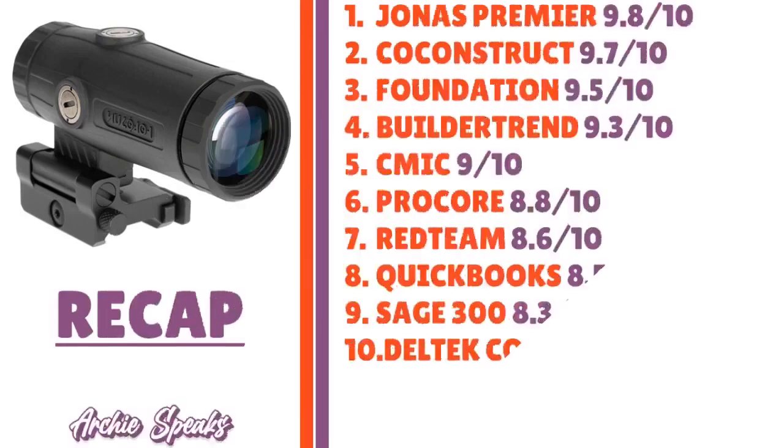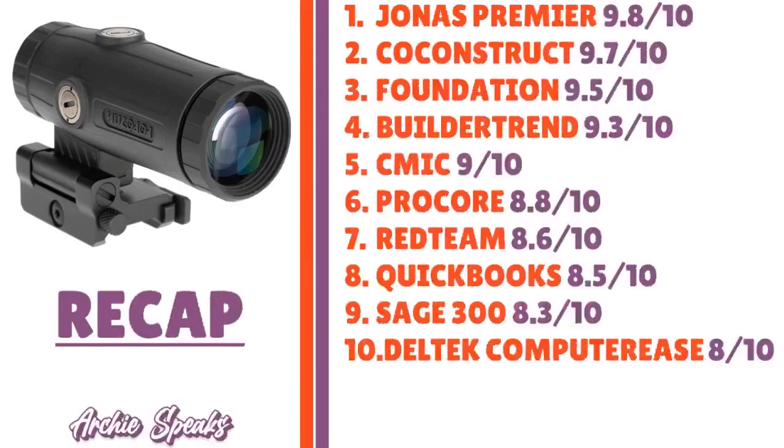All right, so number one, we have Jonas Premier, our score 9.8 over 10. Number two, we have Co-Construct, 9.7 over 10. Number three, we have Foundation, 9.5 over 10. Number four, we have Builder Trend, our score 9.3 over 10. Number five here, we have CMiC, our score 9 over 10. Number six, we have Procore, 8.8 over 10.